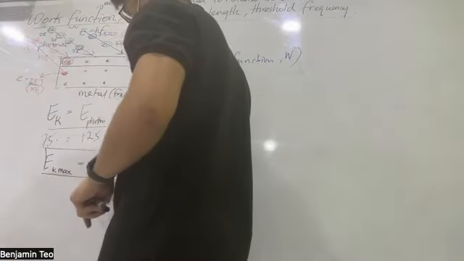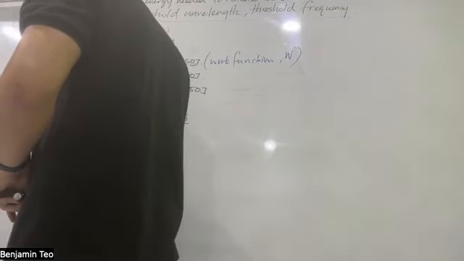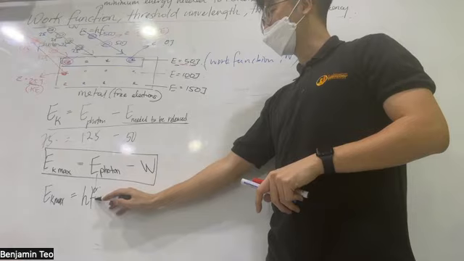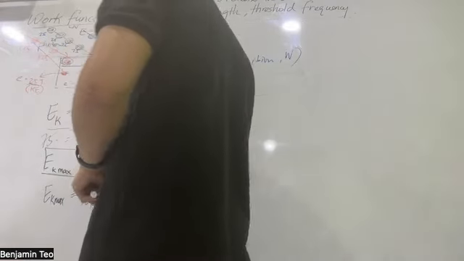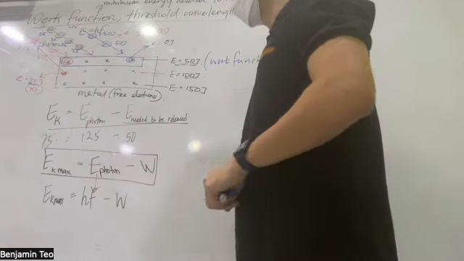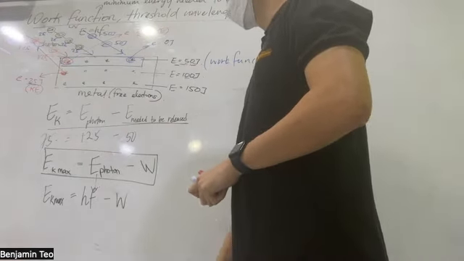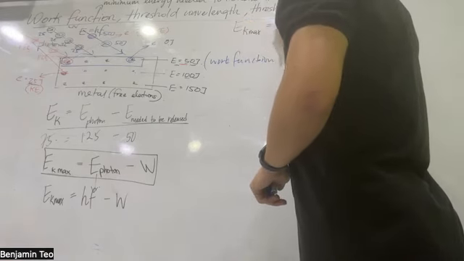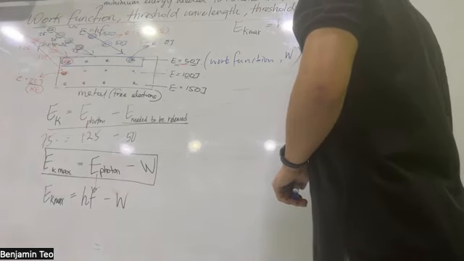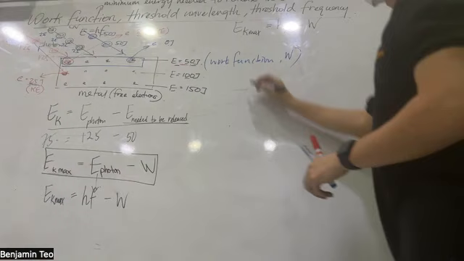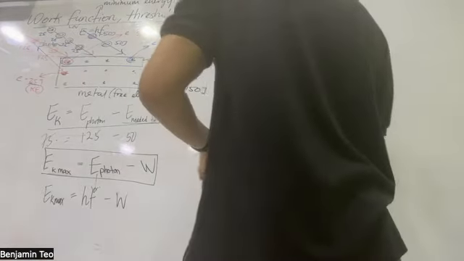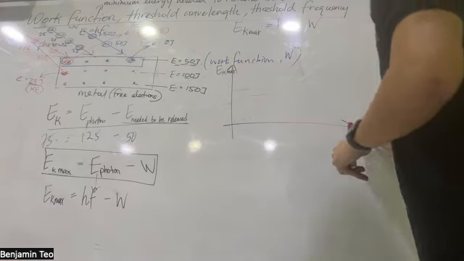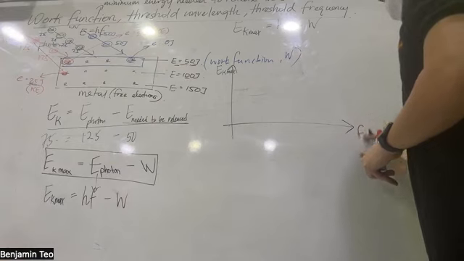Now, photon energy, Ek max equals hf. OK, your formula is hf minus work function. This one becomes this one. I will write here Ek max equals hf minus work function. OK, let's say I make a graph of Ek max against frequency.